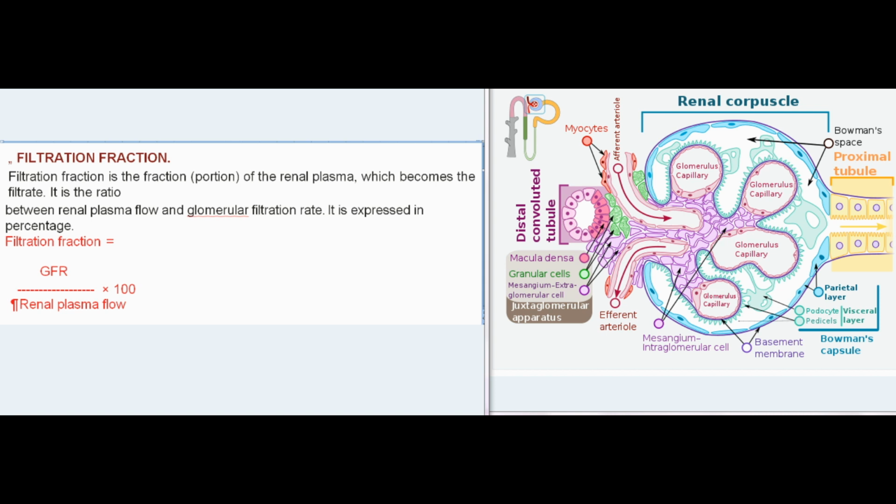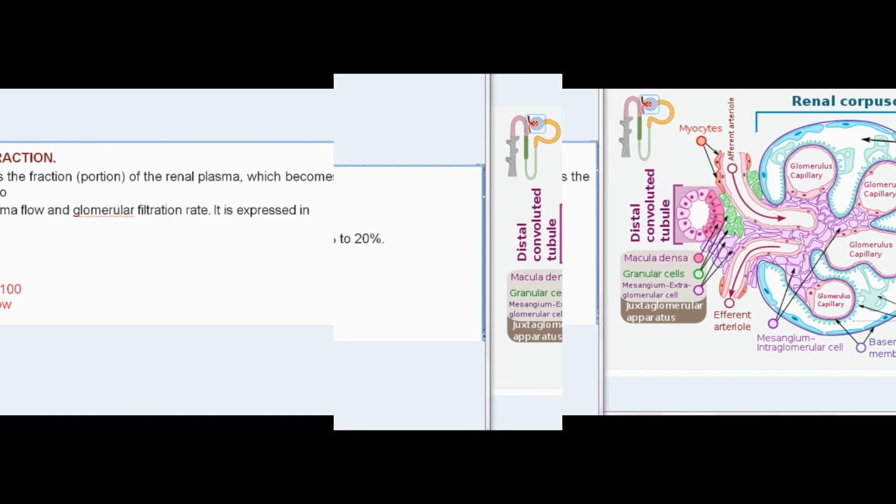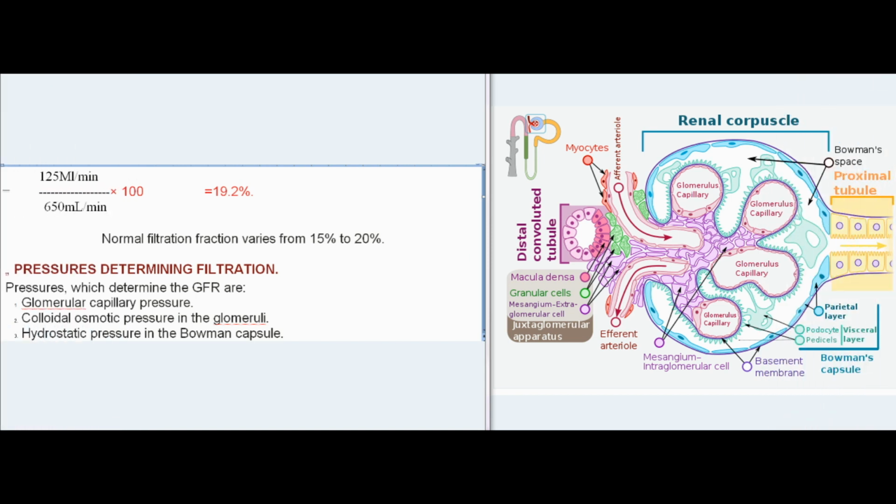Filtration fraction. Filtration fraction is the fraction, portion, of the renal plasma, which becomes the filtrate. It is the ratio between renal plasma flow and glomerular filtration rate. It is expressed in percentage. Filtration fraction equals GFR divided by renal plasma flow, times 100, equals 125 ml/min divided by 650 ml/min, times 100, equals 19.2%. Normal filtration fraction varies from 15% to 20%.